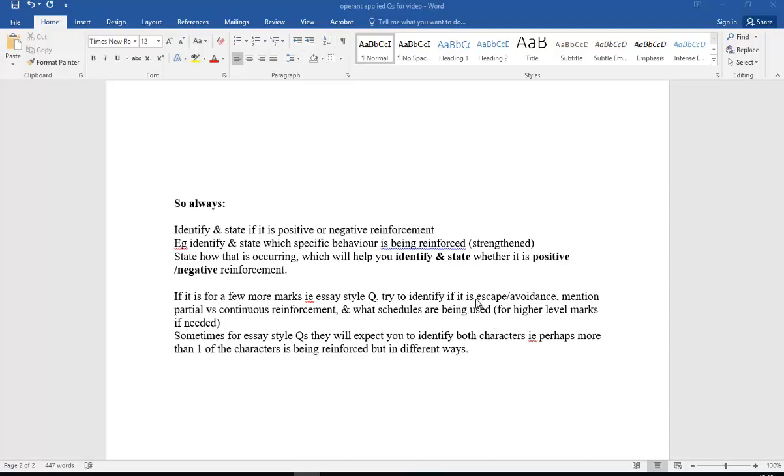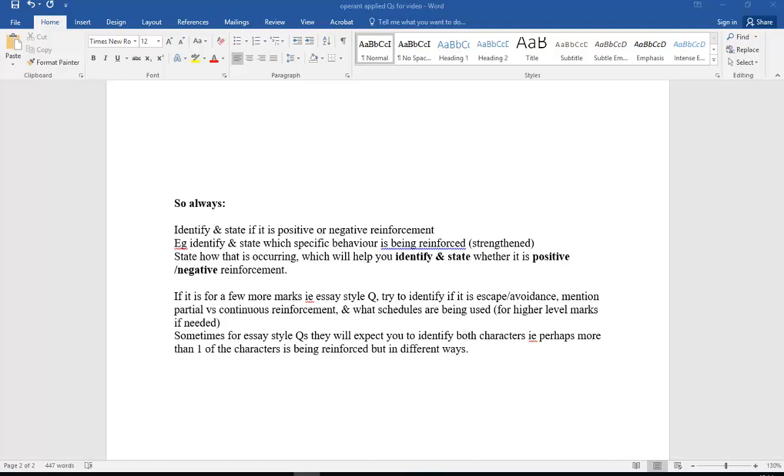So you would be trying to introduce other terms like escape and avoidance, so we know the difference between these. Escape is that the aversive stimulus is arriving and you have learned to get away from it. Avoidance is you are anticipating it occurring, and so you've learned to avoid it by doing a specific behavior. You can mention partial and continuous reinforcement. So continuous, whenever the behavior occurs, there's a reinforcer. Okay, so in reality, that's very unlikely to happen. So most of the time we have partial reinforcement. And also you could go on to the schedules of reinforcement.